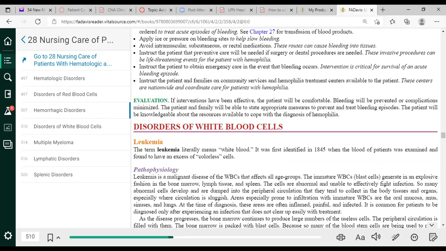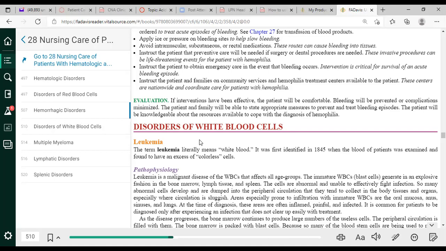And it just talks about disorders of the white blood cells. And we know white blood cells are those cells that fight off infection. They protect our body from allergens, those types of things. Sometimes, again, the white blood cells don't work quick enough. And leukemia is a cancer. So you want to be clear that leukemia is a cancer.